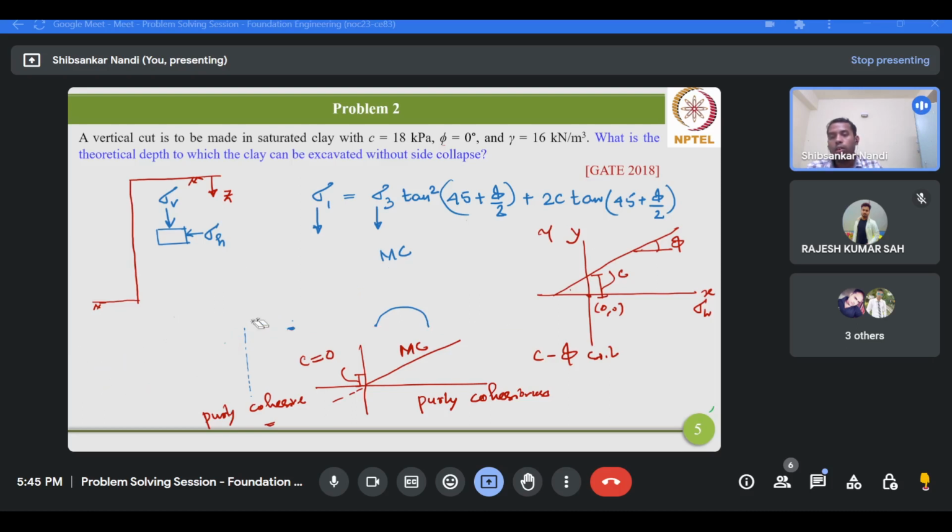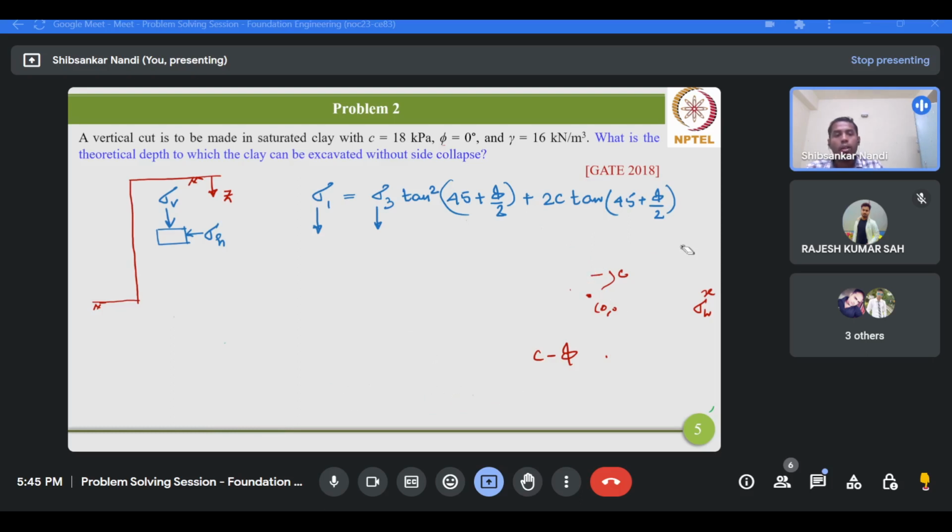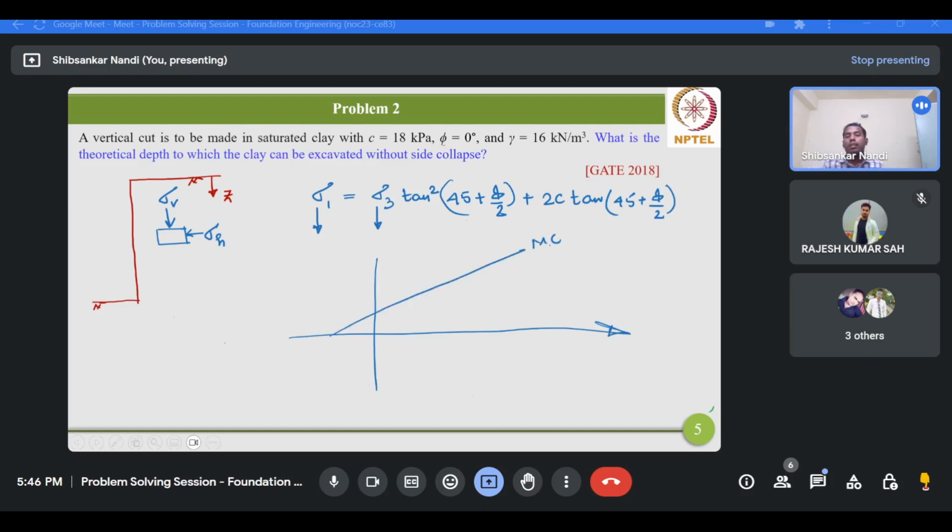Now we'll concentrate on the sigma 1 and sigma 3 values for the active condition. Now we'll basically have some idea about the active condition, and how it's generated. So we'll start from the at rest condition, though I think you should know this if you go through the lecture material. So this is the MC envelope, and right now I am drawing considering the generalized scenario that soil is having both C and phi components.